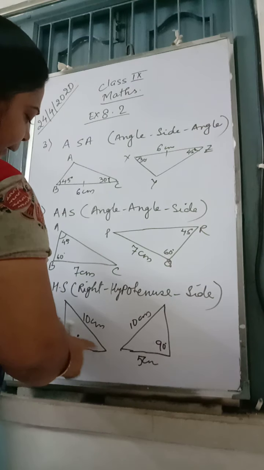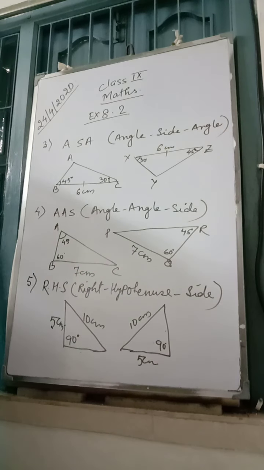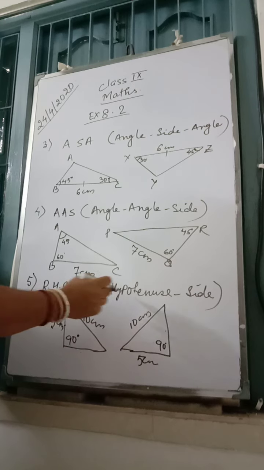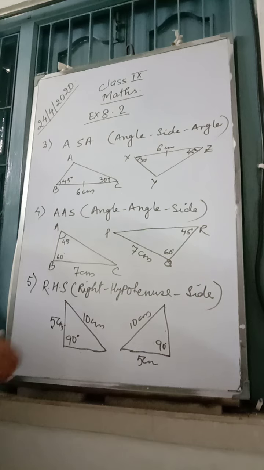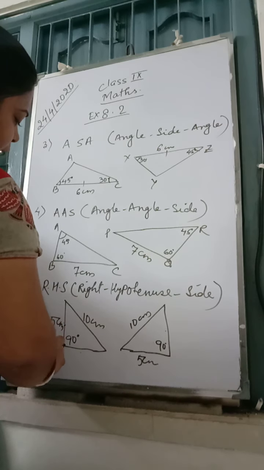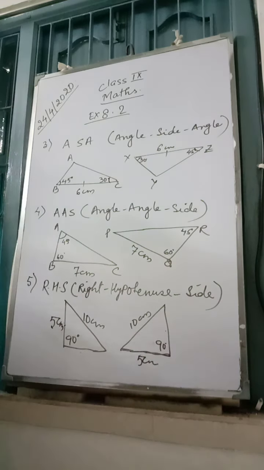As sides forming 90 degree, any one side out of the two should be equal and the hypotenuse should be equal. Right means right angle triangle, hypotenuse should be equal. We know the side opposite to 90 degree is called hypotenuse, and one side which forms 90 degree, either or. Now you can see here vertical side is 5 centimeter, here horizontal side is 5 centimeter, doesn't matter, but one side should be equal, hypotenuse should be equal, and the triangles should be right angle triangles. Then the triangles are congruent according to RHS condition.